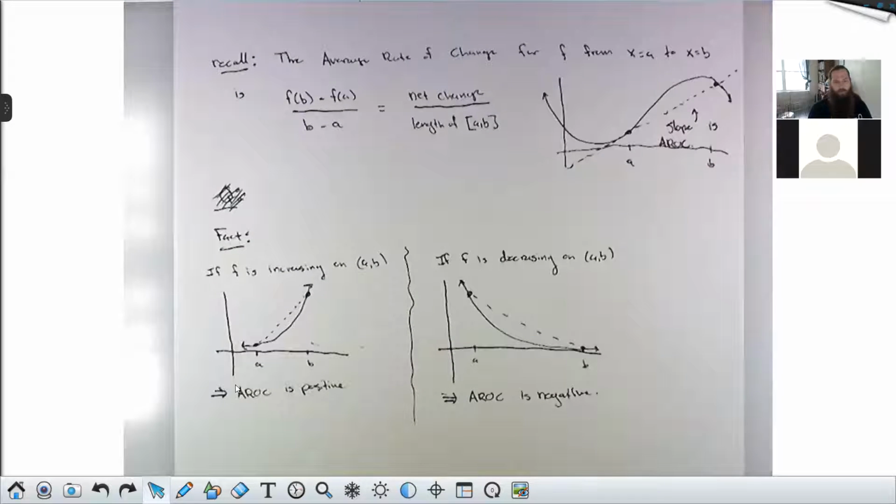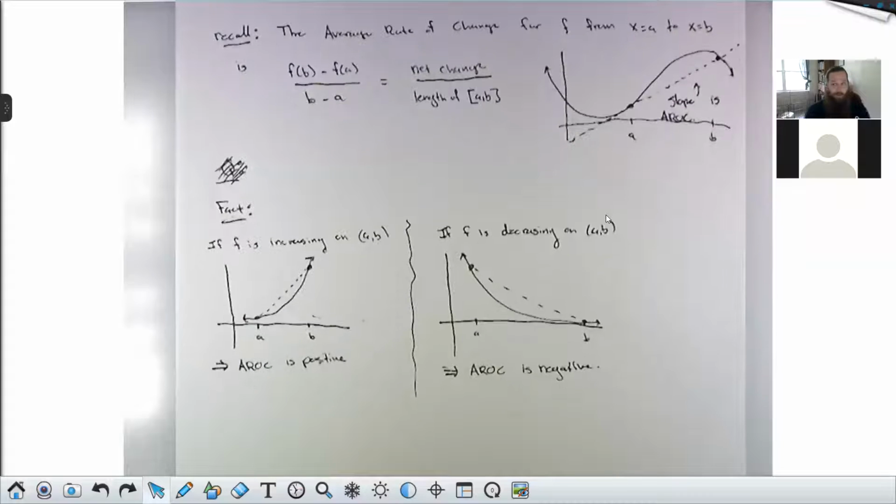And the question is, well, what about the converse? So if I turn these questions around, if the average rate of change is positive, does that mean the function has to be increasing? And if the average rate of change is negative, does that mean the function has to be decreasing? This is kind of getting at something in logic called an implication. And the question is, is this a one-way implication or is this a two-way implication?